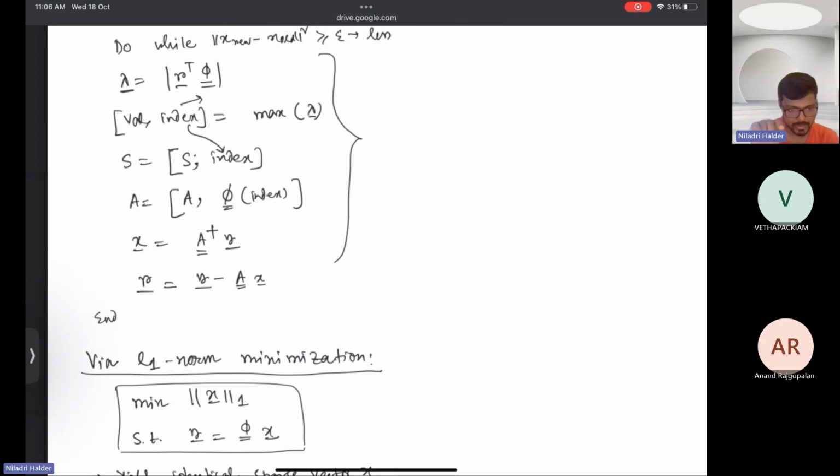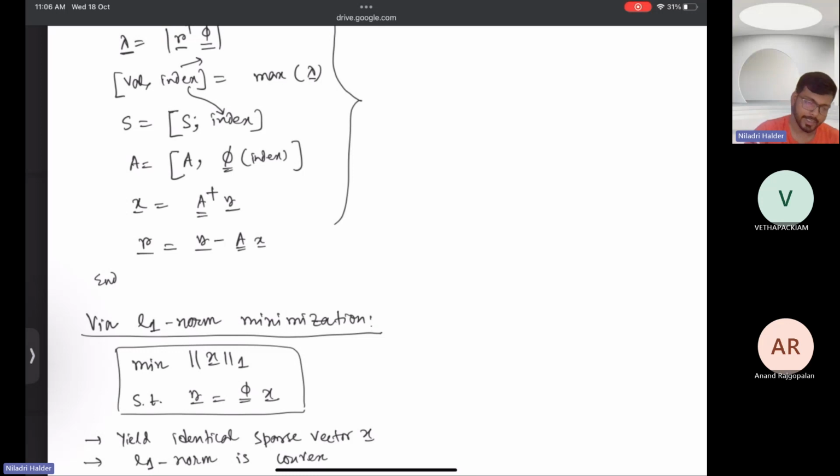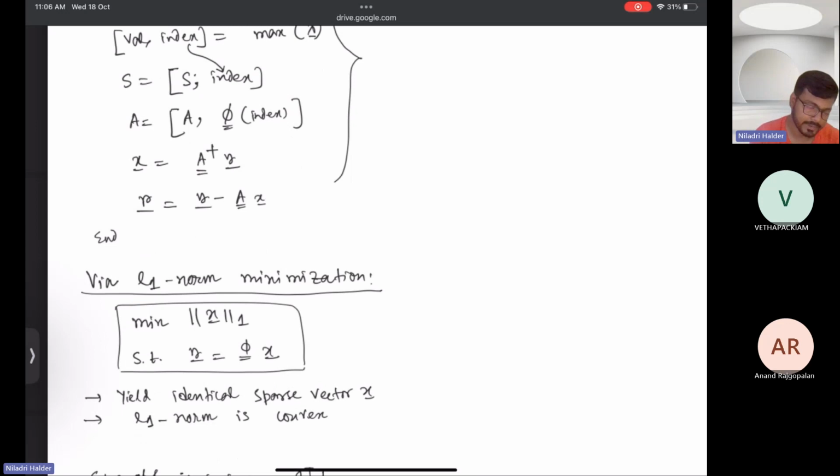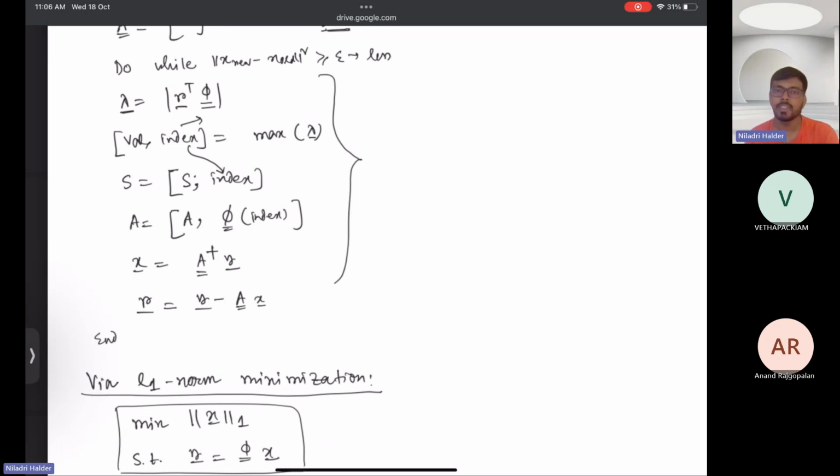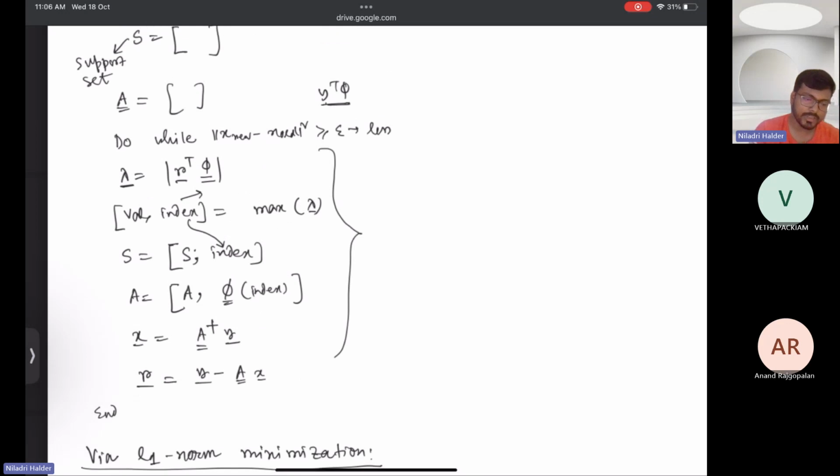The set S takes that index. Then A will be a matrix that contains only those columns of the sensing matrix. Then x is A dagger y, where A dagger means the pseudo inverse of A, times y. Then the residue r is equal to y minus A x. At the end, I will see the chat questions. So this is the process.